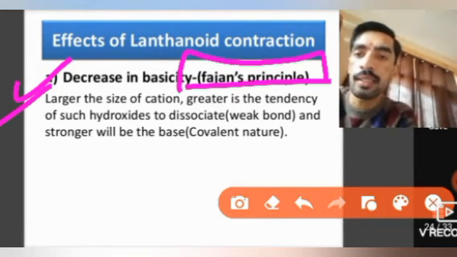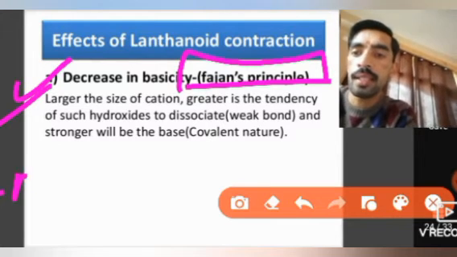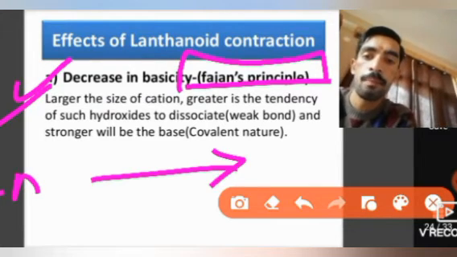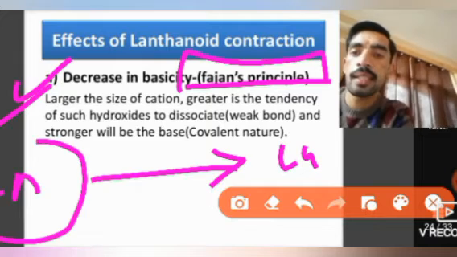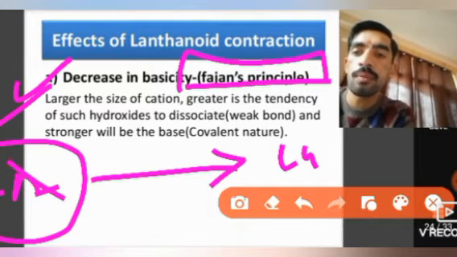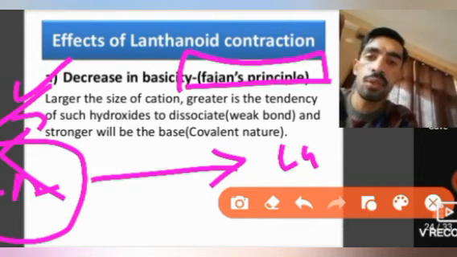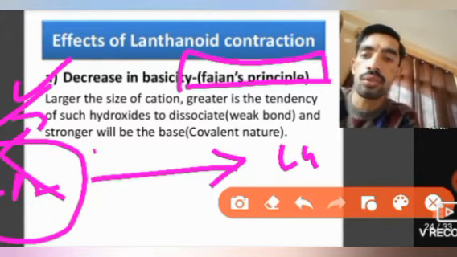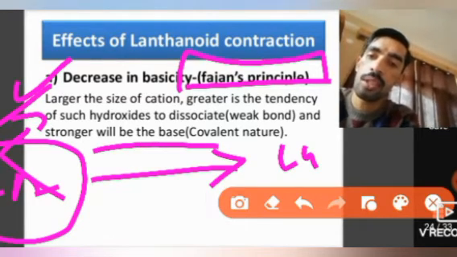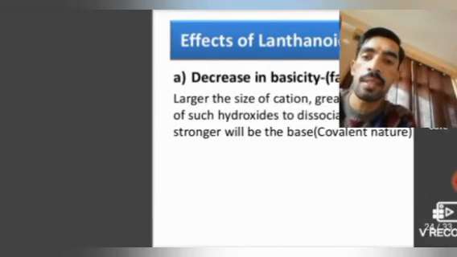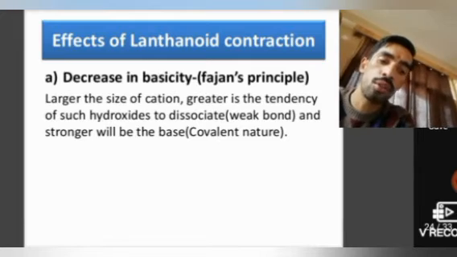Like, larger the size of cation. Lanthanum has greater size than lutetium. So lanthanum has greater tendency to form hydroxide and to dissociate the hydroxide into OH negative ion, which is with the weak bond, and strong will be the basicity because it causes the covalent nature. Because of that it decreases the basicity. That process is called Fajan's rule.